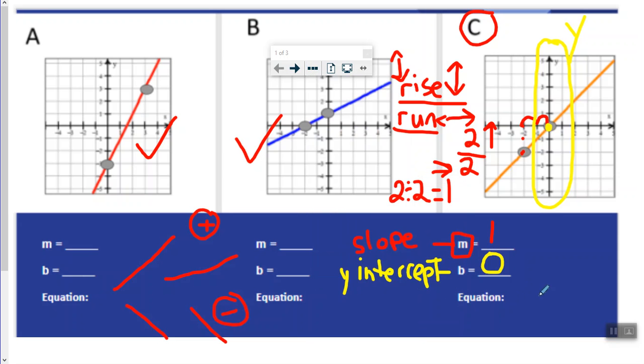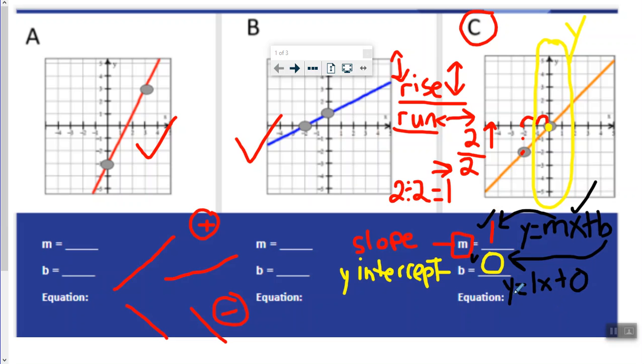Now let's write the equation of a line. You need to memorize that a line is y equals mx plus b. Okay? Remember, m is the slope. B is the y-intercept. And you just leave the x by itself, okay? So let's plug this in. Y equals 1x plus 0. All we do is plug these two numbers in.